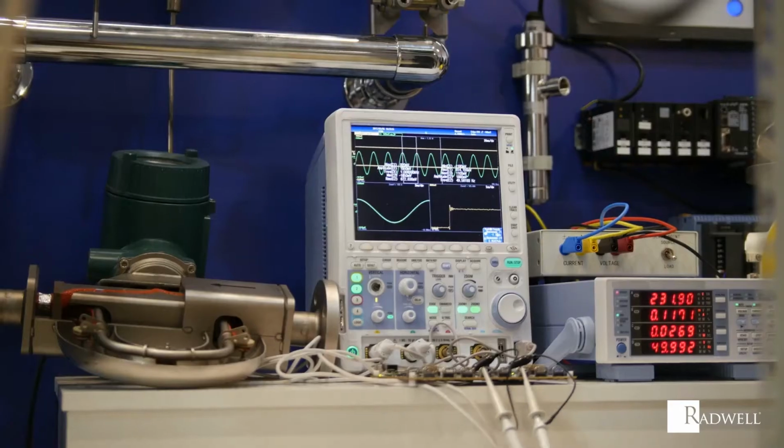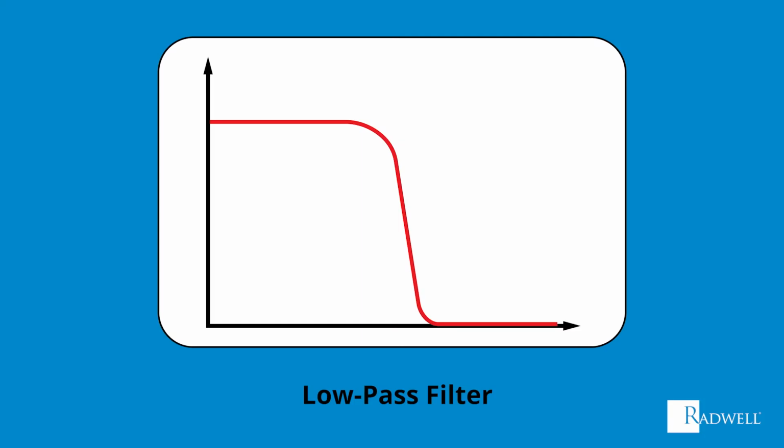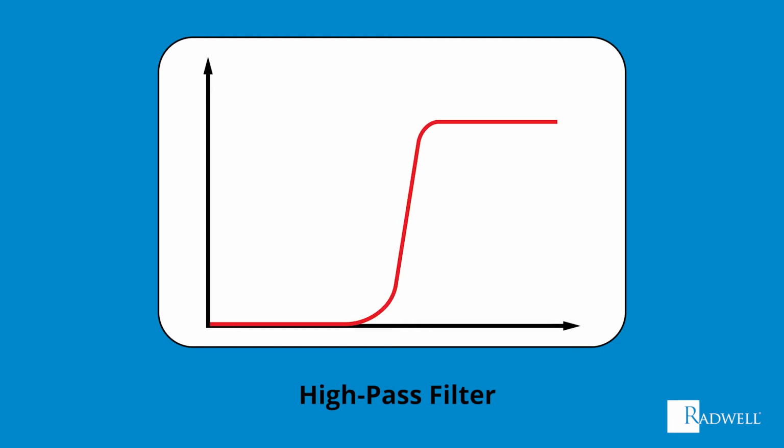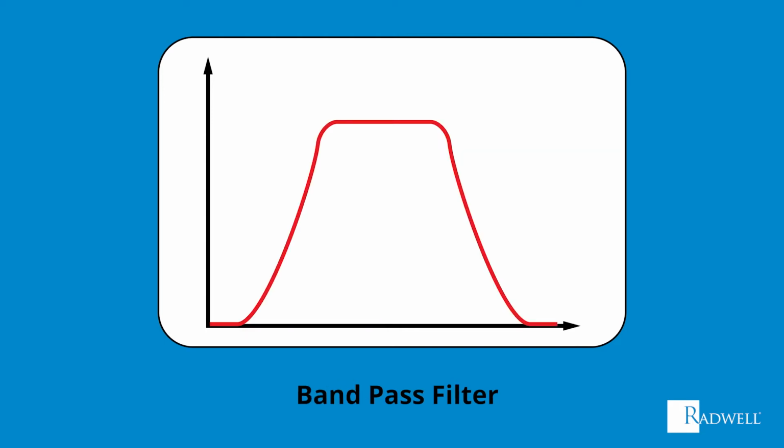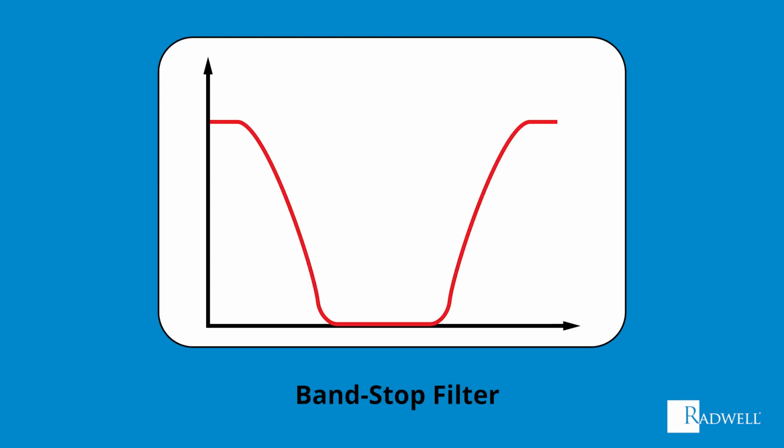There are four main types of noise filters: a low-pass filter, which blocks high frequencies, a high-pass filter, which blocks low frequencies, a band-pass filter, which allows a narrow range of frequencies to pass, and a band-stop filter, which blocks a narrow range of frequencies.